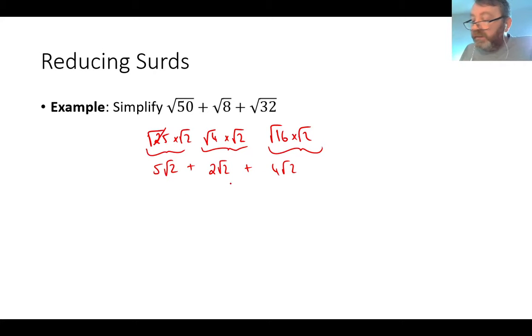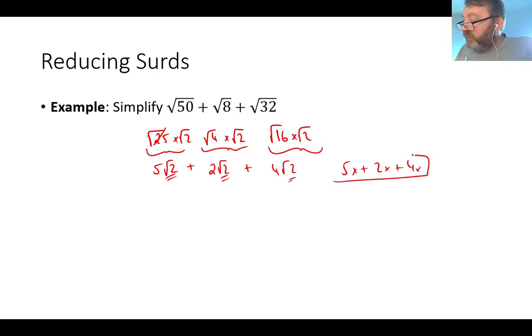You're now adding surds of the same family. What do we mean by that? Root 2, root 2, root 2. They've got the same tail, for want of a better phrase. So you've got 5 root 2 plus 2 root 2 plus 4 root 2. That's the same as saying 5x plus 2x plus 4x. As long as they all have the same tail or the same ending, you can add them together. 5 and 4 is 9, plus 2 is 11 root 2. So that's where the simplification process comes in.